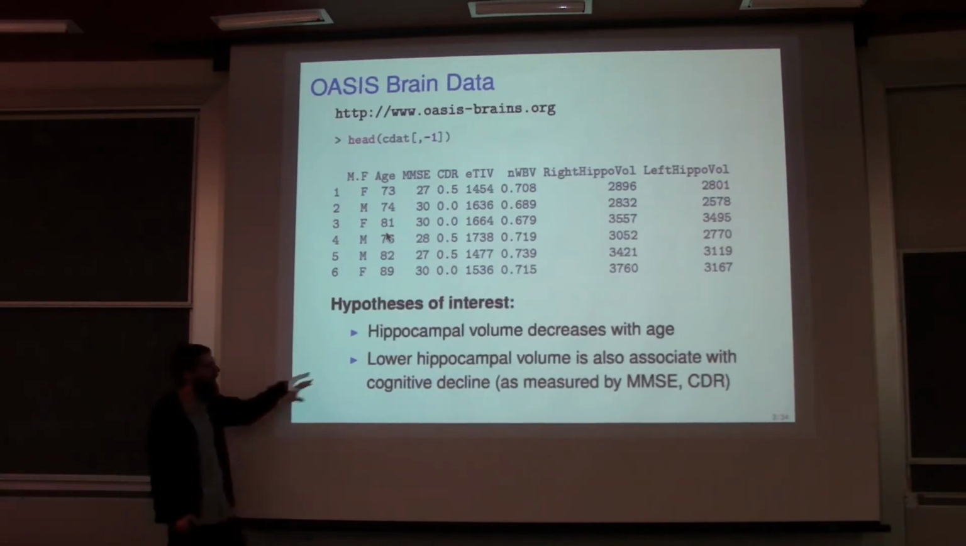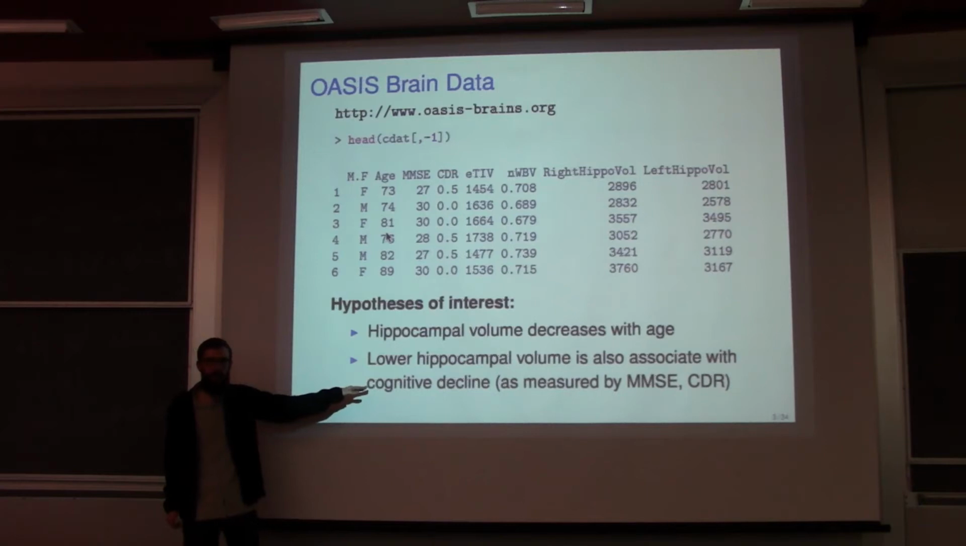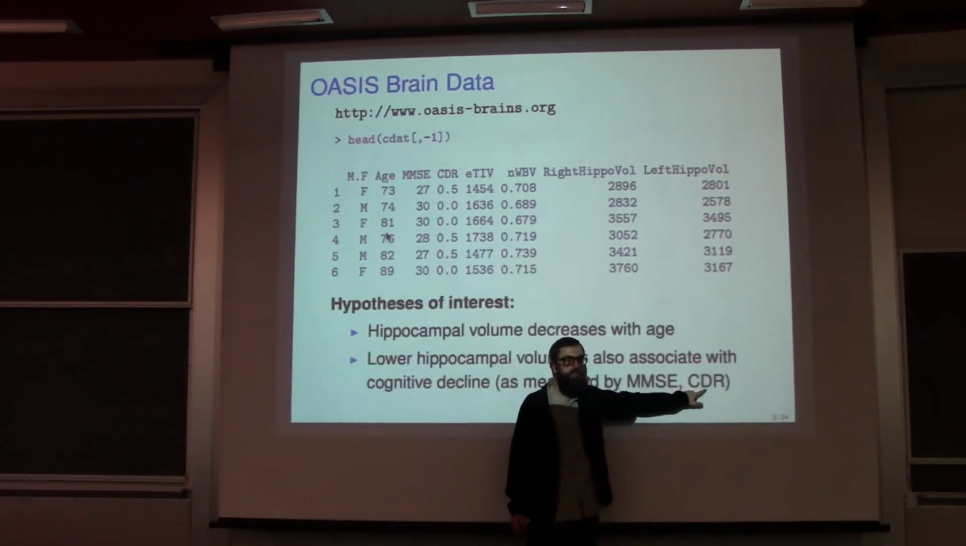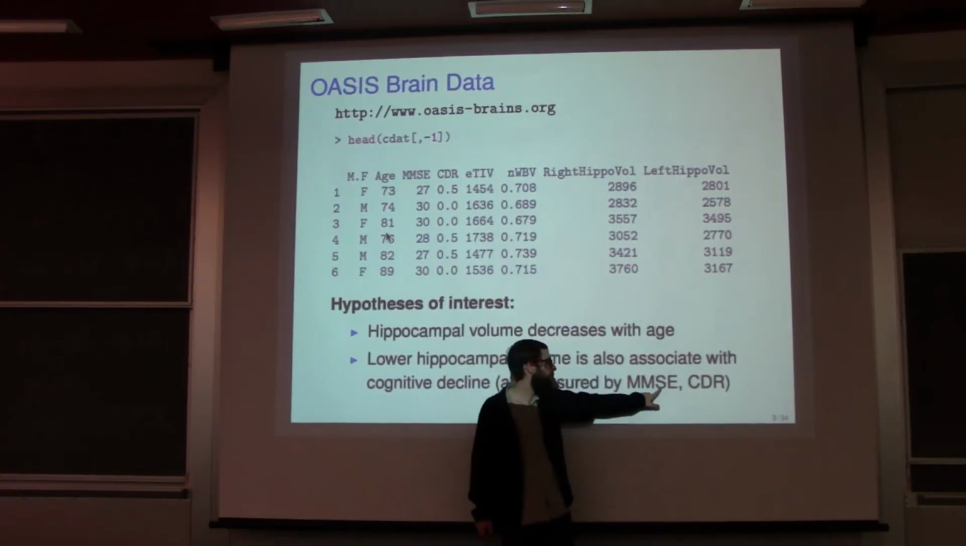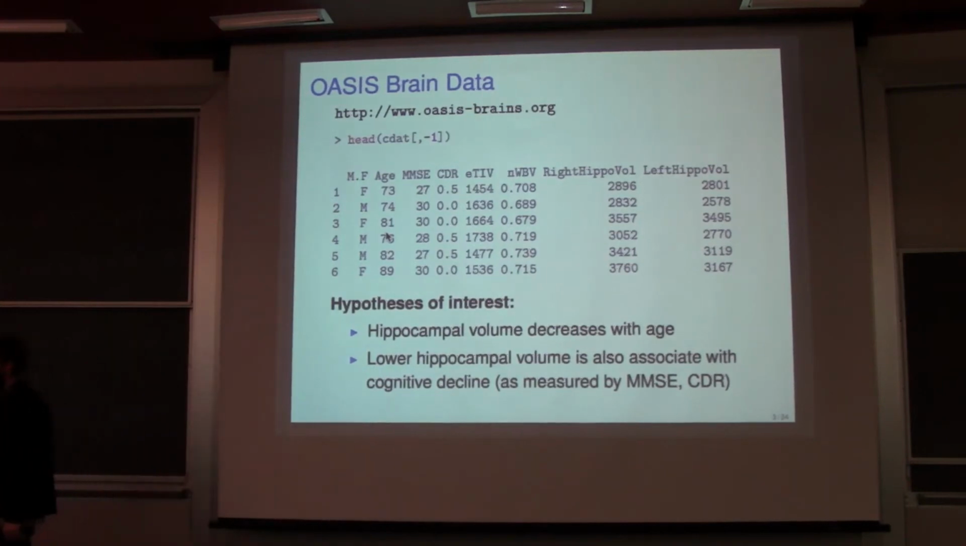Another hypothesis we might want to study is that lower hippocampal volume is associated with cognitive decline. And by cognitive decline, we mean people with dementia. And we've actually got 2 measures of dementia. The one you already looked at was the CDR, and then the MMSE are actually 2 different measures of dementia. And so these are some hypotheses we might want to look at in this model.